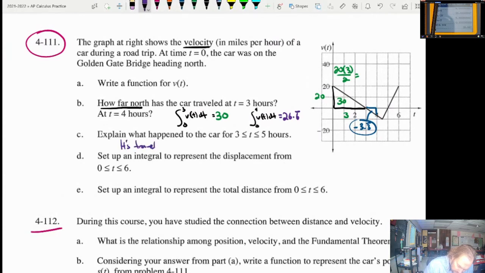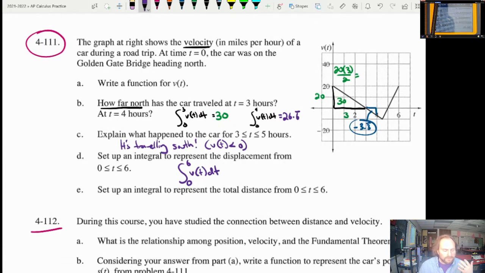It's traveling south, you might think about in this case, because the v of t starts to go less than 0, which causes the car to travel backwards. Set up an integral to represent the displacement from 0 to 6. Very simple to do. Integrals are built for this purpose: the integral from 0 to 6 of v of t dt. Very simple. That's just the displacement.